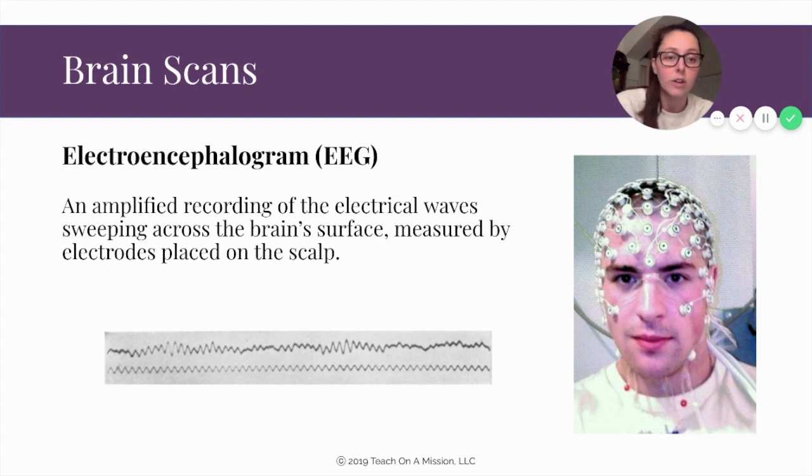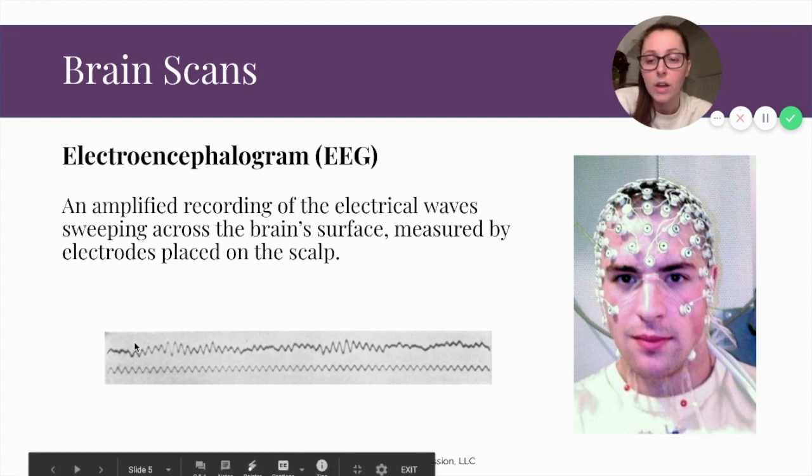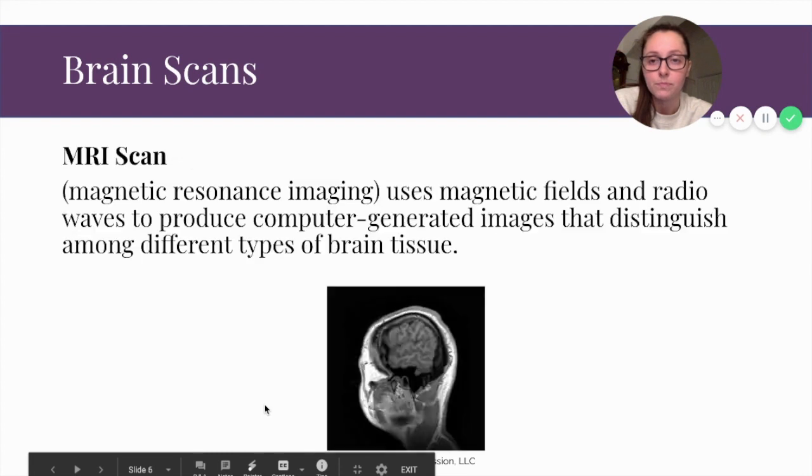So if you see the picture of our dude that has all the little sticky things on his head, those are little electrodes, and they are stuck to his head to help monitor the activity in his brain by looking at those brain waves. And you can see in our other picture, this is an example of what those brain waves would look like that are being measured.